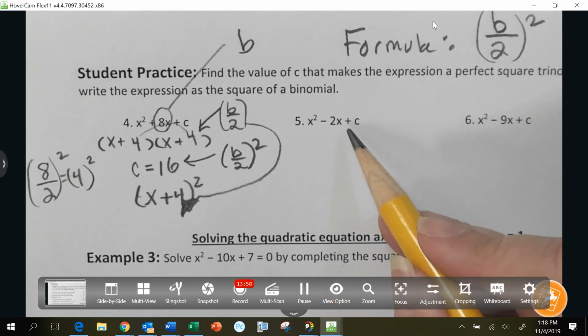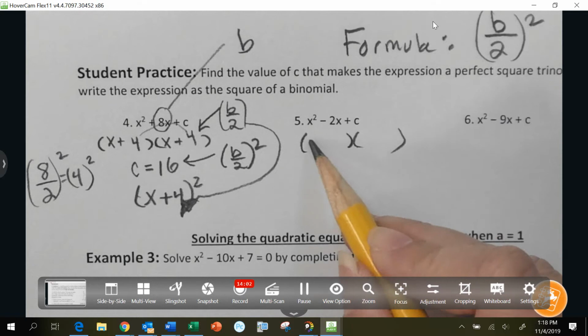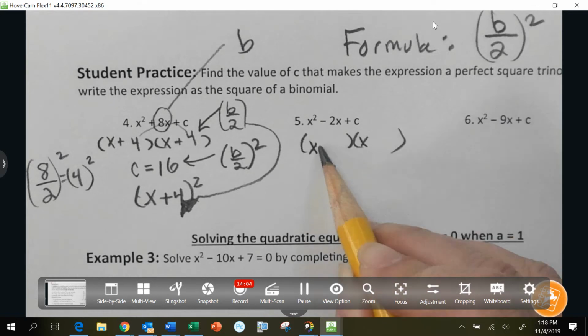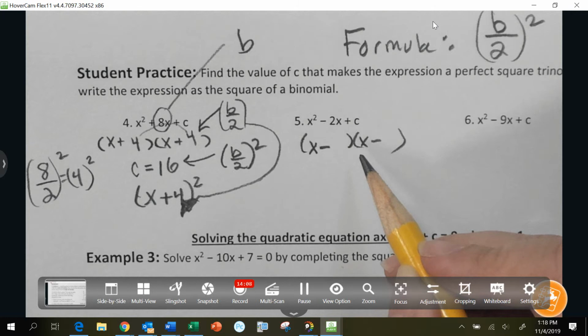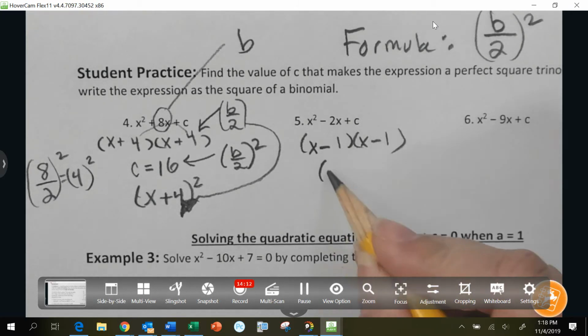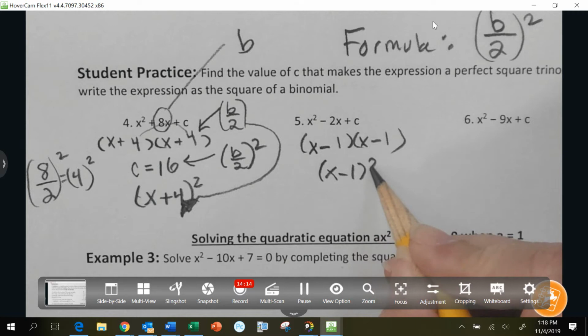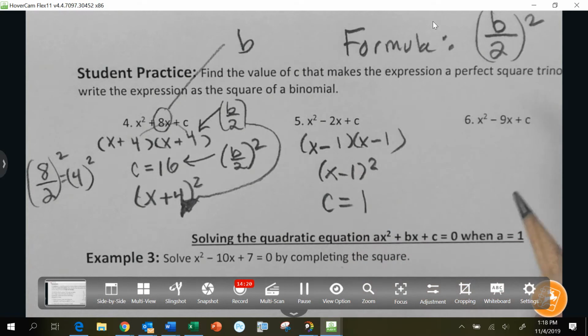So let's do this one. I mean, you guys could do this the long way now, where we're going to say it's x and x, it's going to be minus and minus. What is it going to give us for 2? It's going to be 1 and 1. So I can factor that, x minus 1 squared. My C value would be negative 1 times negative 1, which is positive 1.